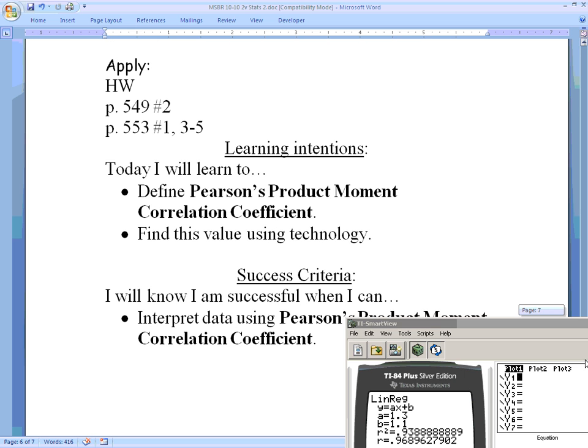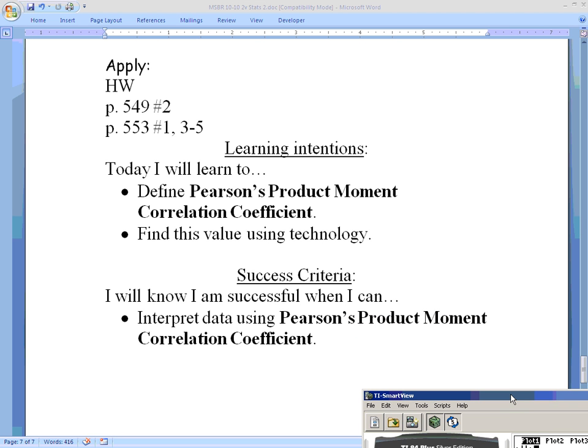All right. For homework, we just have a handful of problems, 5 problems here on 549 and 543, all dealing with correlation and the correlation coefficient.